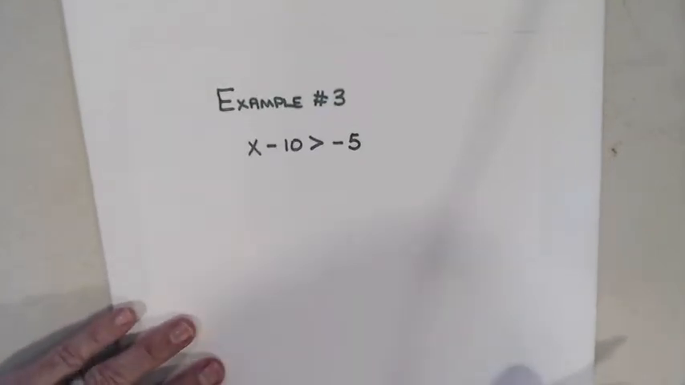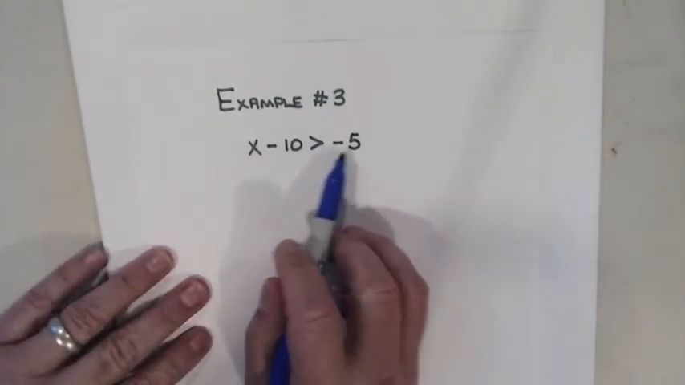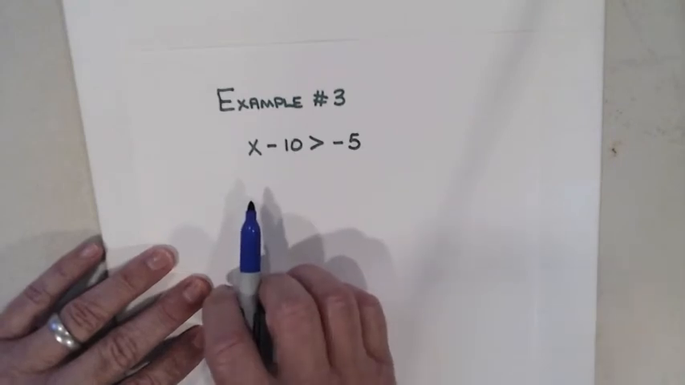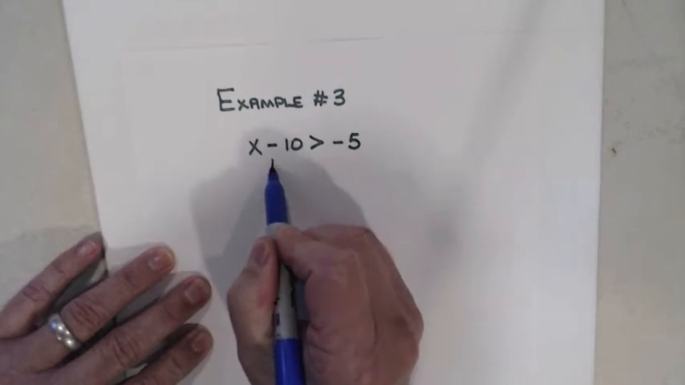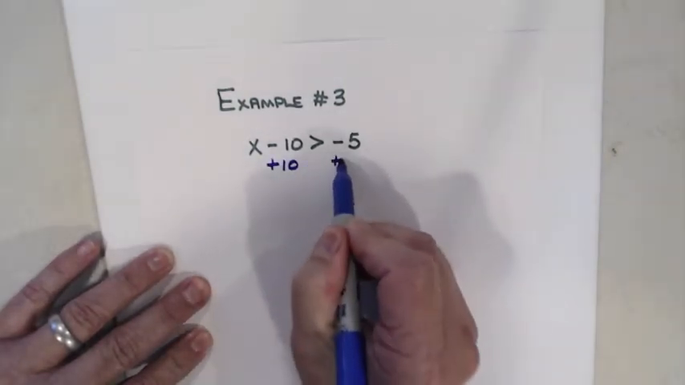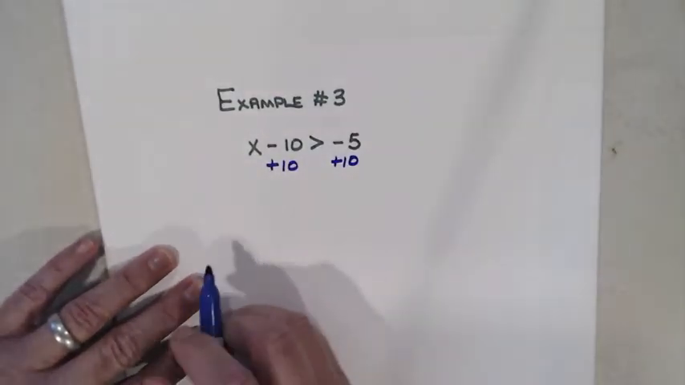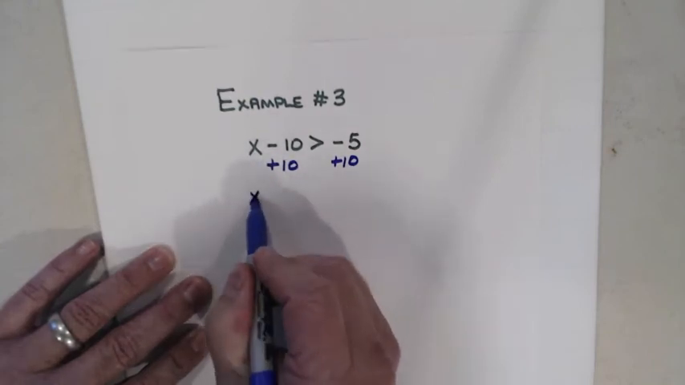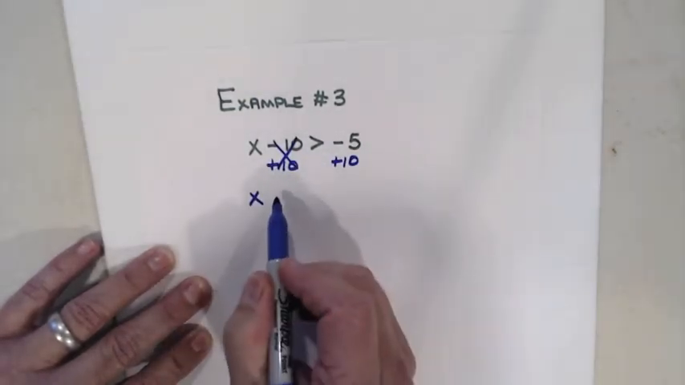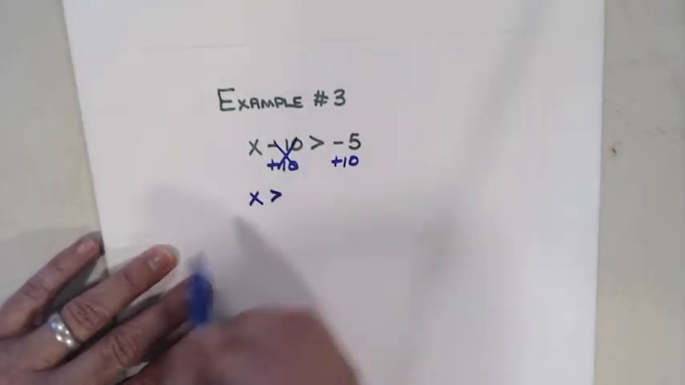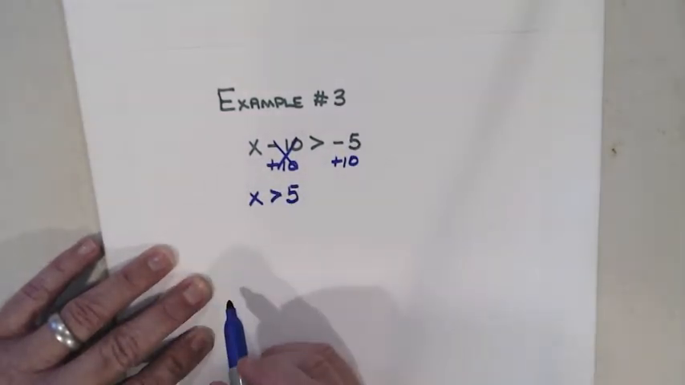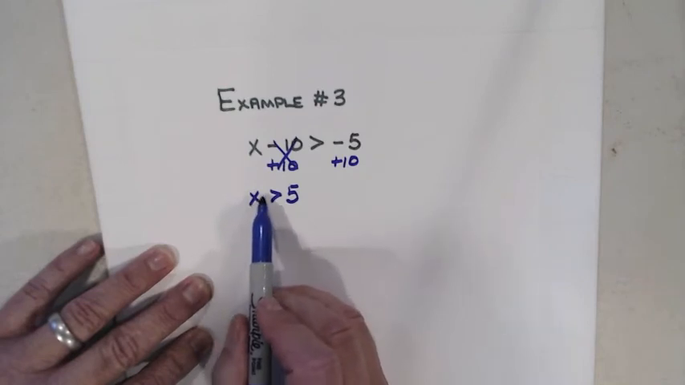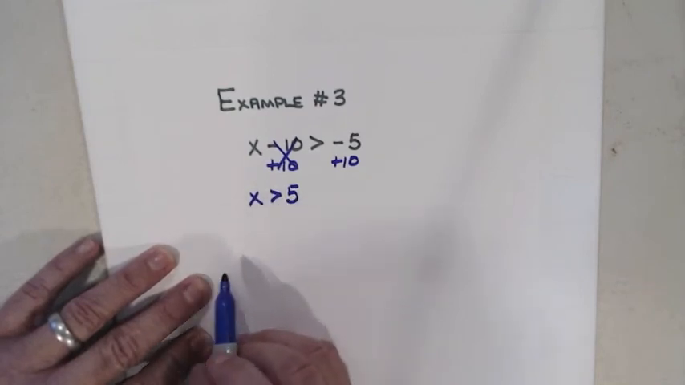Example number 3. Remember, I solve these just like an equation. The opposite of subtracting 10 is adding 10. To solve equations, I always do the opposite to both sides. Bring down my x. This cancels out. No reason to switch this around. -5 plus 10 is 5. All my answers are greater than 5.